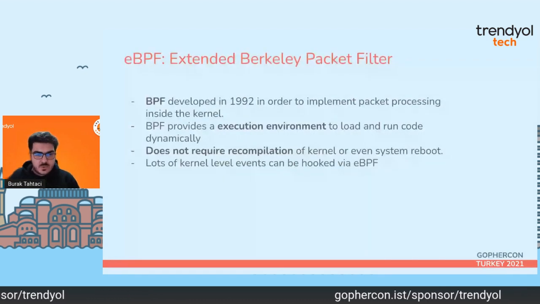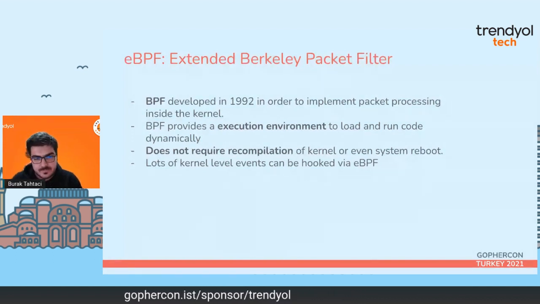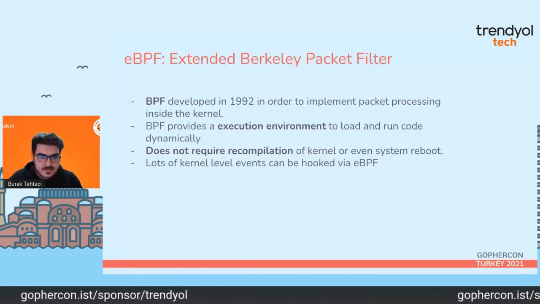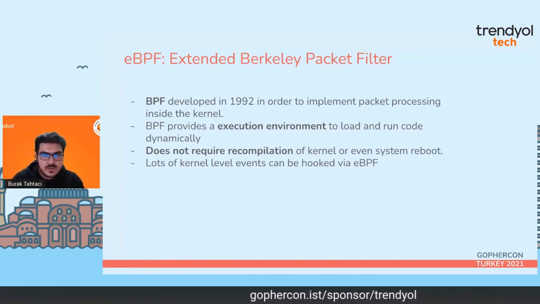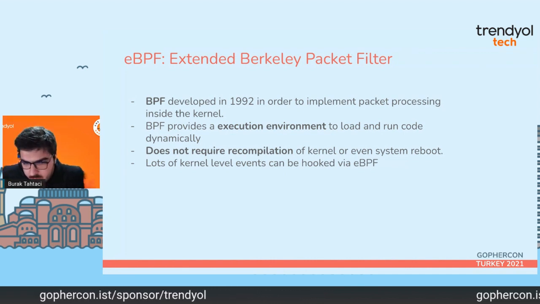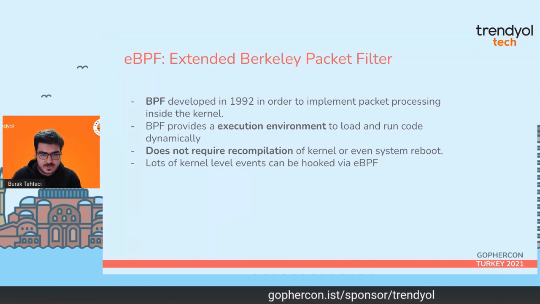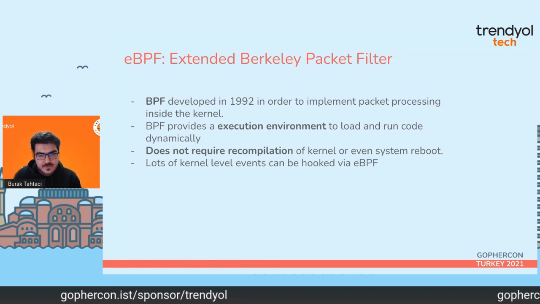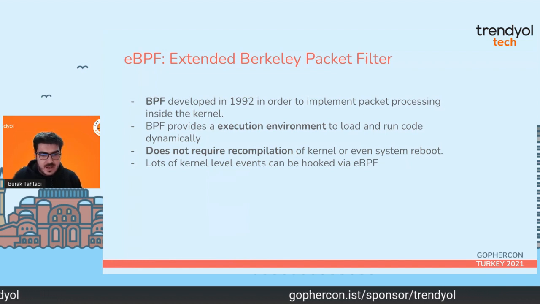The answer is eBPF, which stands for Extended Berkeley Packet Filter. Classic BPF was developed in 1992, and it was used to process network packets in an in-kernel virtual machine. The BPF virtual machine was an execution environment for BPF programs for packet filtering or packet manipulation purposes. It makes it easier to develop high-performance packet filtering applications in the kernel. So BPF is very powerful. However, it's limited to the packet processing domain.